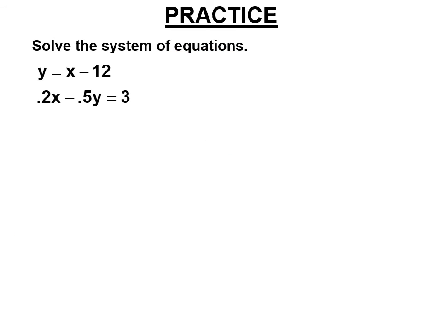Let's practice some more. Oh, there's some more decimals. Right, so let's remind everyone what you're doing when you do this: you're multiplying both entire sides by 10, right? And that's why you're allowed to move the decimal point. And so this becomes 2x minus 5y equals 30, right? And we're going to substitute in.